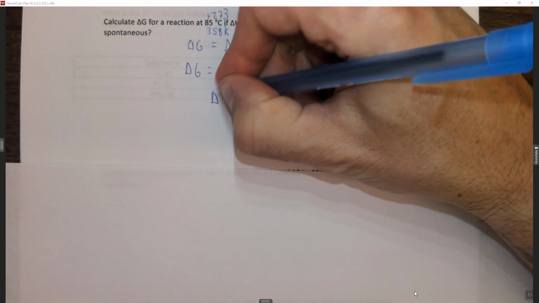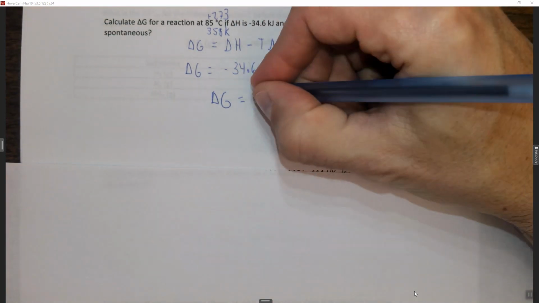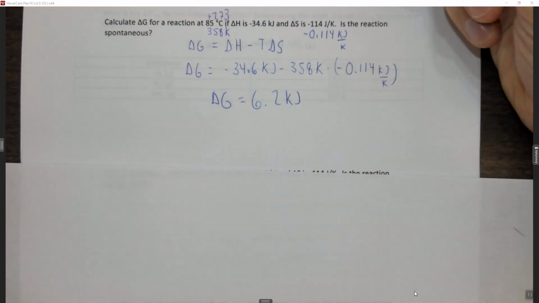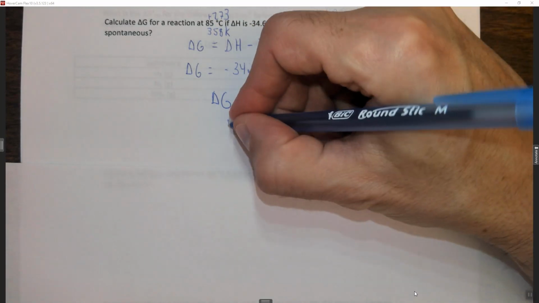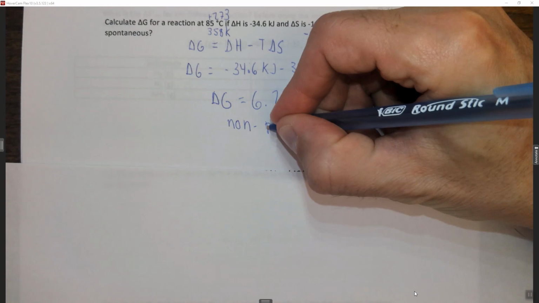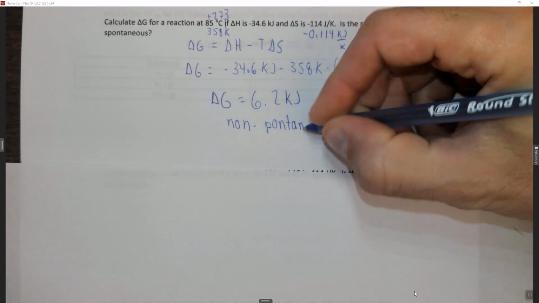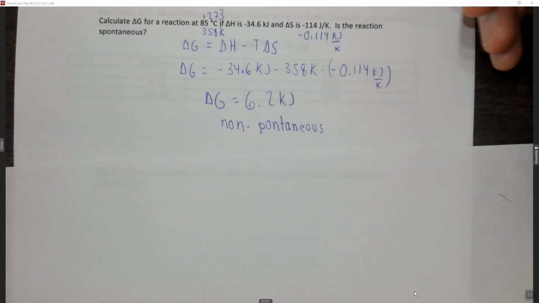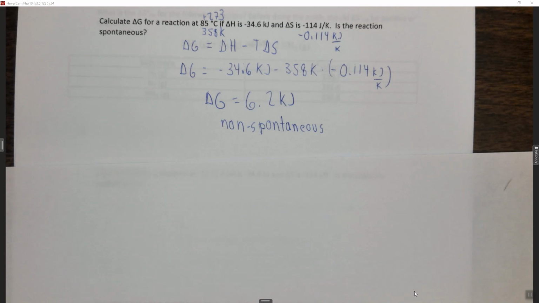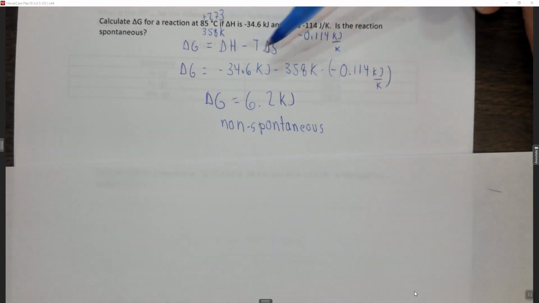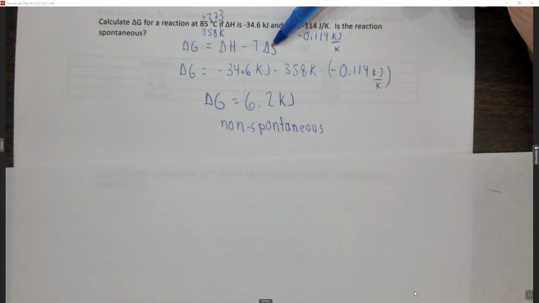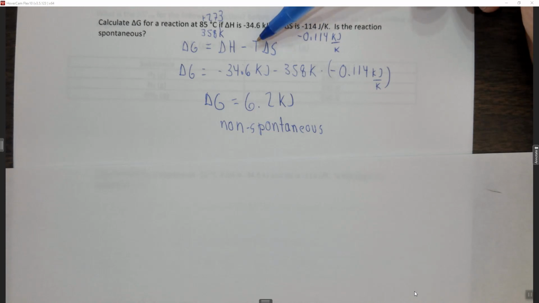Anyway, in this case, delta G mathematically equals 6.2 kilojoules. So at this temperature, delta G is positive, so this is a non-spontaneous reaction, because the delta G is positive. Again, because delta H is negative and delta S is also negative, this is going to be spontaneous at lower temperatures.